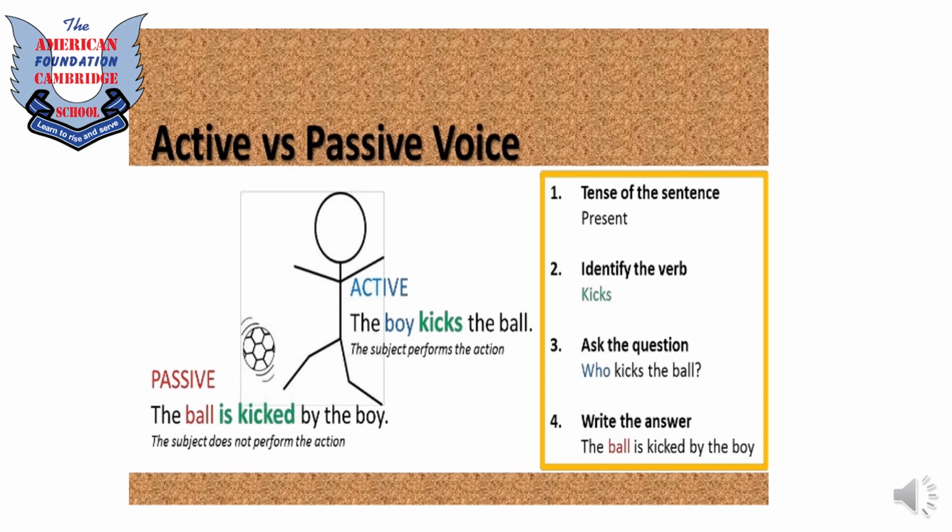Now, when you have to look at any statement of active voice, you have to consider the tense, which tense it is, identify the verb, where the verb is, and you have to ask the question. Suppose in this we ask who kicks the ball. Now you will easily get the answer of the passive voice. The ball is kicked by the boy.